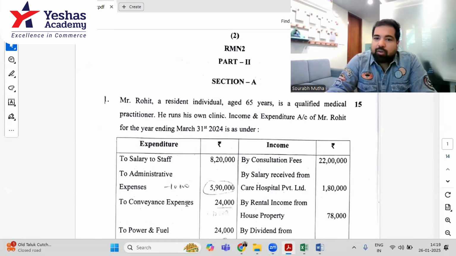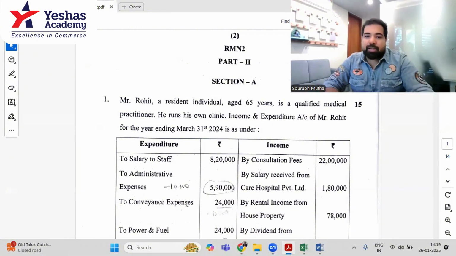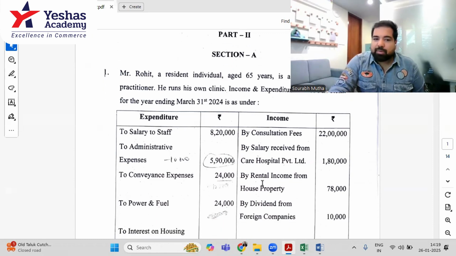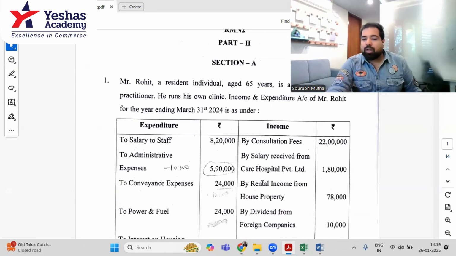65 years old, he's a qualified medical practitioner, so he's a doctor. He runs his own clinic. Income and expenditure account is as under. So here we go. Incomes are here, expenditures are here, and there are some additional points which I have solved here. I'm going to read one point and show you.